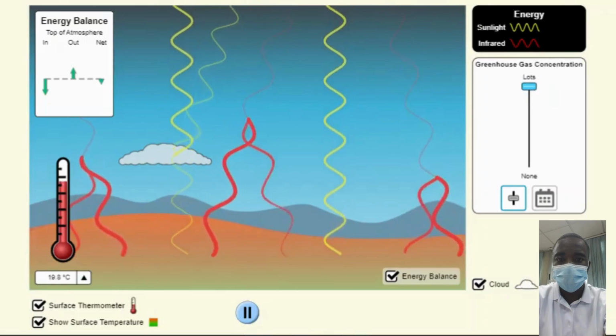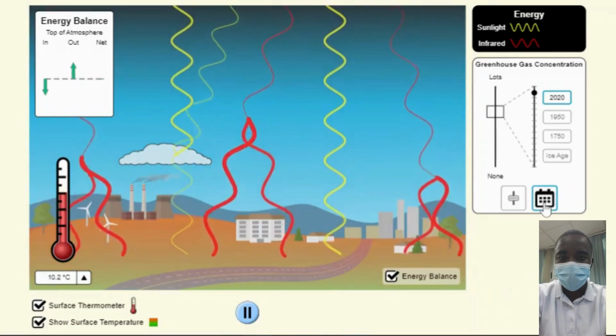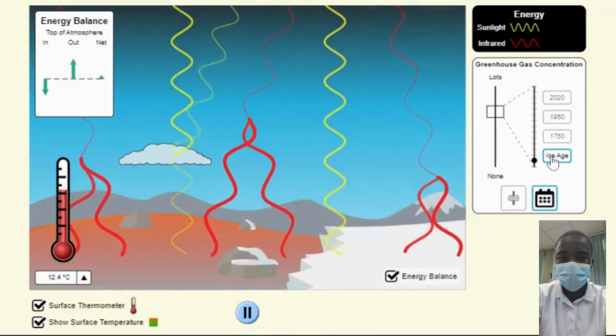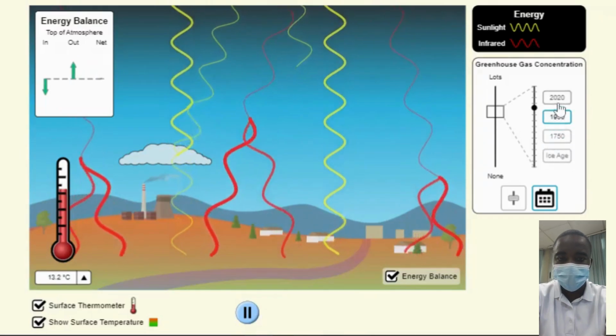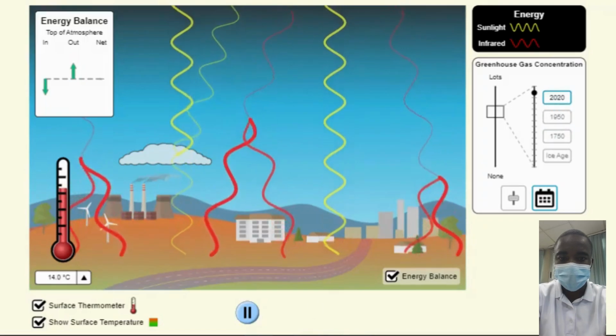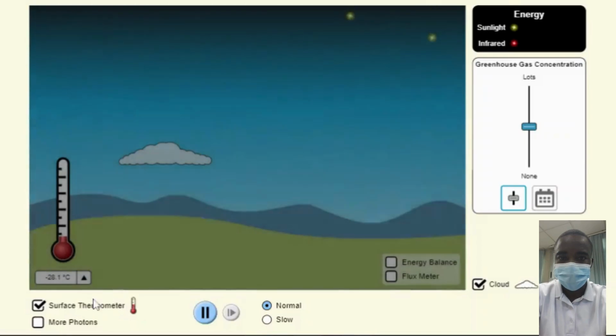A positive energy balance indicates that more energy is being absorbed by the Earth than is being emitted, leading to a warming of the planet. By adjusting the greenhouse gas concentration and observing the energy balance, students can gain insights into the mechanisms driving climate change. The photons part of the simulation allows students to observe sunlight and infrared energy represented as photons.